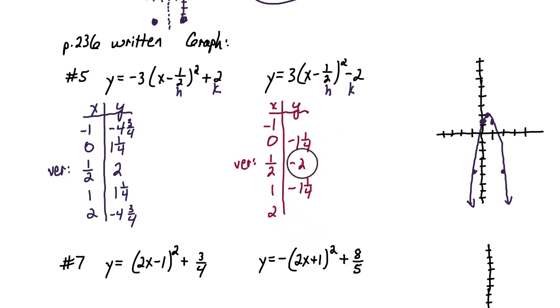Now let's fill in a 2. 2 minus a half is 3/2. 3/2 squared is 9/4. 3 times 9/4 is 27/4. And then 27/4 minus 2 makes 4 3/4.